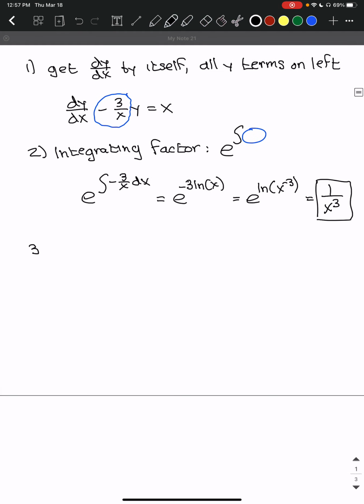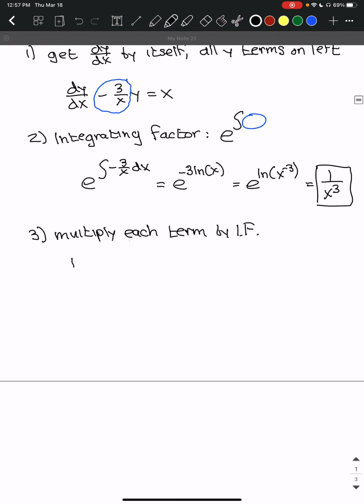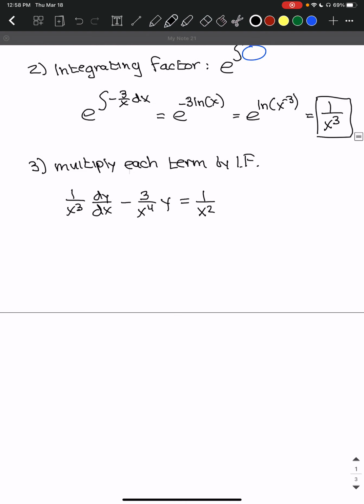What do we do with it? We multiply each term in our differential equation by my integrating factor. And we're going to pay close attention to what happens on the left-hand side. I get 1 over x cubed dy/dx minus 3 over x to the fourth times y. And you can't forget to do it on this side as well. And this is our new differential equation. All we're doing is multiplying it by a nonzero function, so we're allowed to do that.